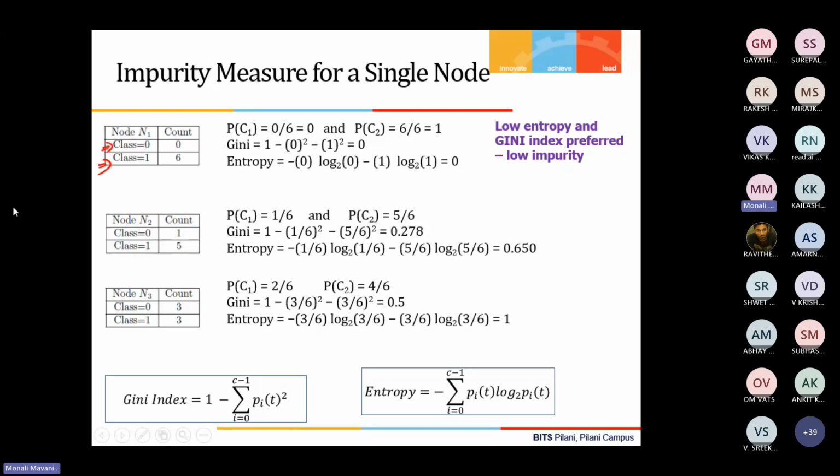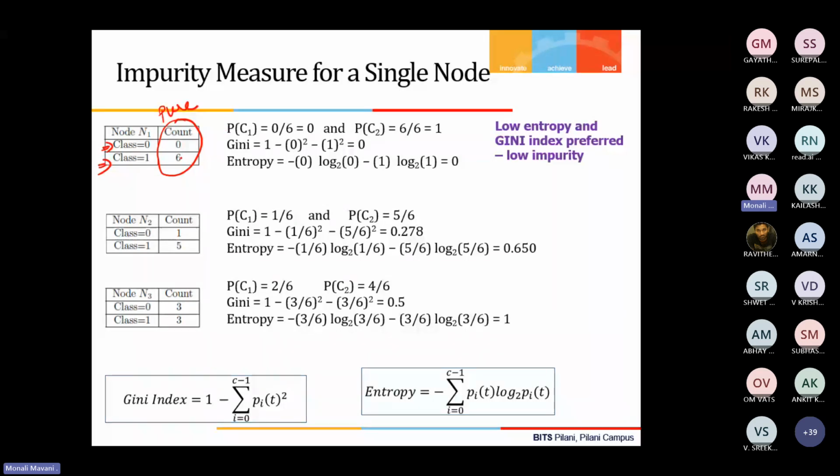Class 0 and class 1. Say this is my representation of a node, a leaf node. Class 0, I have a 0 count. Class 1, I have a 6 count. By just looking at this count, is it a purer node or an impure node? It's a pure node because all of my examples belong to the same class.